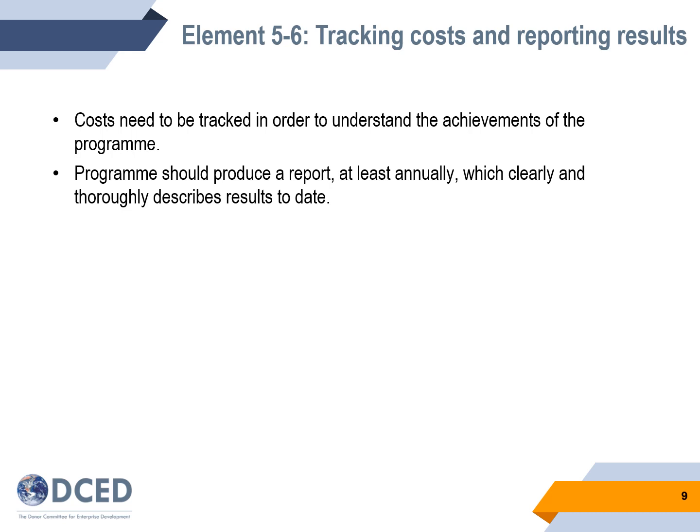The next two elements are much easier. You just need to track the costs of your program. This helps to understand the achievements in context. For example, a program which is spending $1 million would be expected to have fewer results than a program spending $100 million. And programs should produce a report, at least annually, which sets out what these results that have been achieved are.